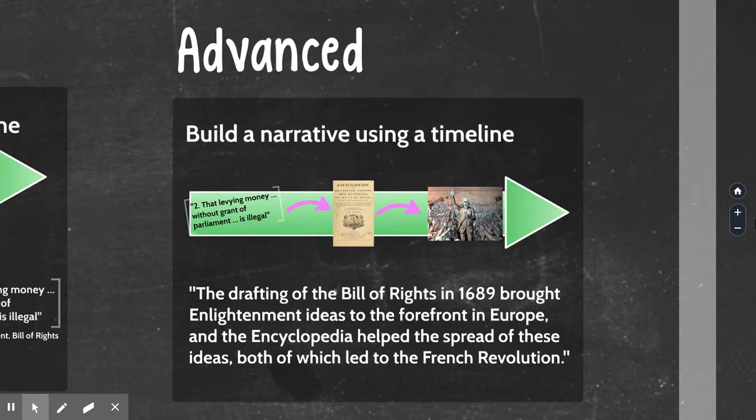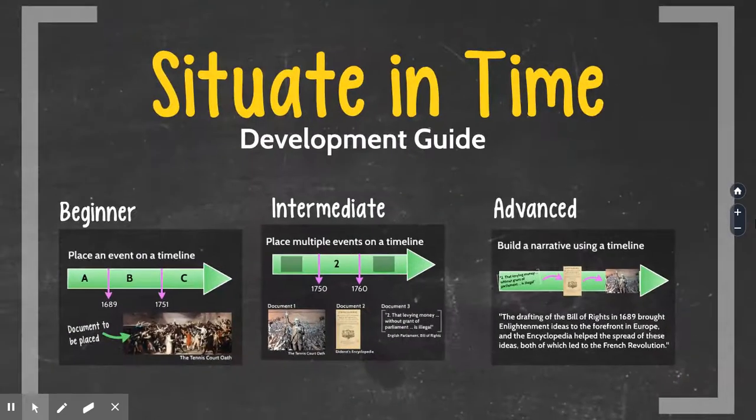The drafting of the Bill of Rights in 1689 brought Enlightenment ideas to the forefront in Europe, and the Encyclopedia helped the spread of these ideas, both of which led to the French Revolution. You're going to notice that there's some overflow into other IOs here for sure, but this could be the most advanced version of using timelines. So this is the development guide for the situate in time IO: beginner, intermediate, and advanced.